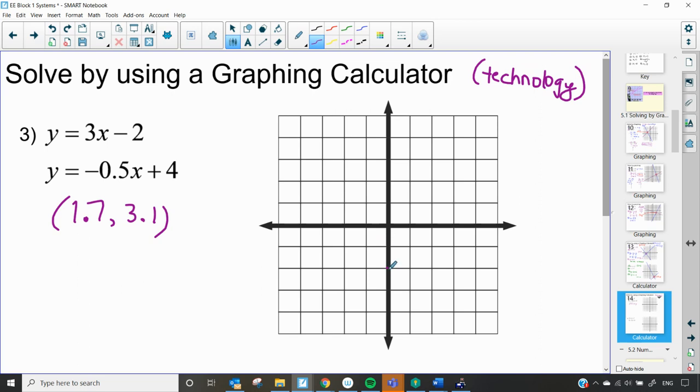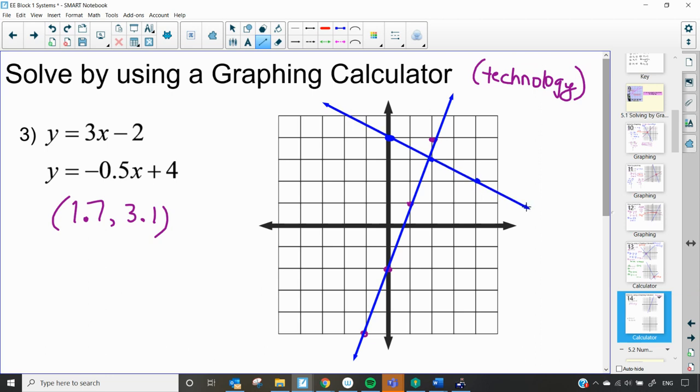We've got negative 2, up 3, and again, draw your graph. And the other one is positive 4. So 1, 2, 3, 4. And negative 0.5 means down 1, right 2. Down 1, right 2, and so on. And so we'll draw that graph.